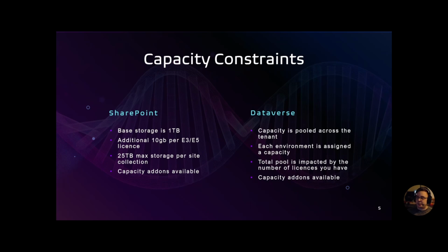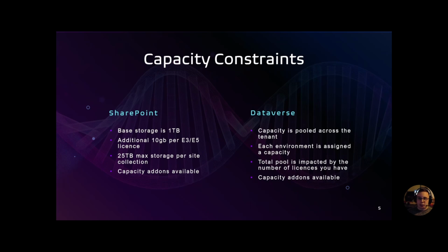Now, what that means is you will have a certain amount of capacity for your tenant for Dataverse storage, and then you assign that capacity from a central pool into each environment. As you can see there, capacity is pooled across the tenant, and each environment is assigned a specific capacity. However, your total pool is impacted by the number of licenses you have.